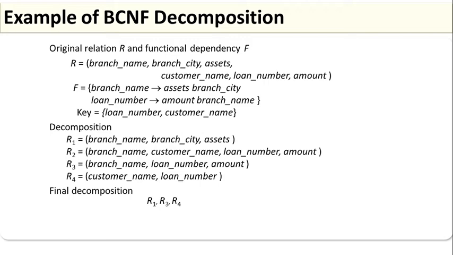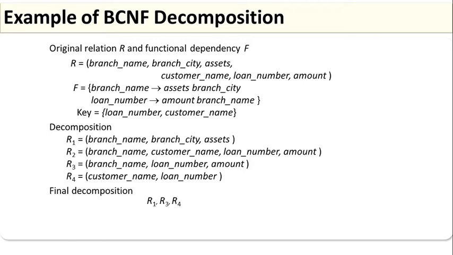R has the branch name, branch city, branch asset, customer name, customer loan number, and loan amount. To perform these two, you need to combine the table first. Then the key is nothing but together we can depend on a key. Then decompose into R1, R2, R3, right?